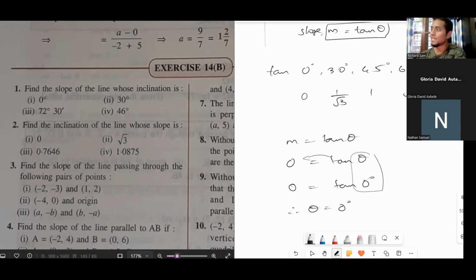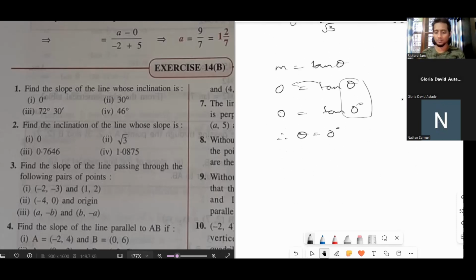Okay, next one is root 3. So root 3 is equal to tan what? Tan 60. Therefore, theta is 60 degree. Now for this value 0.7646, you have to look at the table. Just open your book and see in the tan table where 7646 is. So 24. Tan 24 degree.